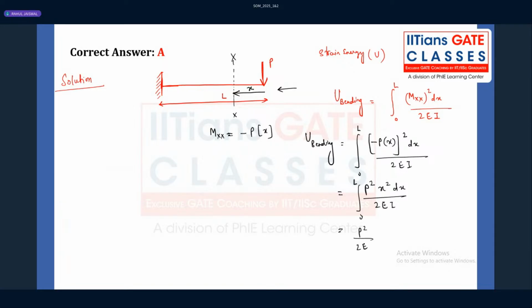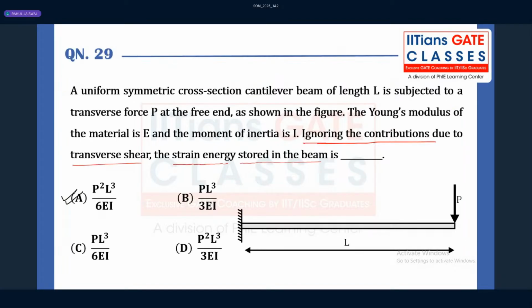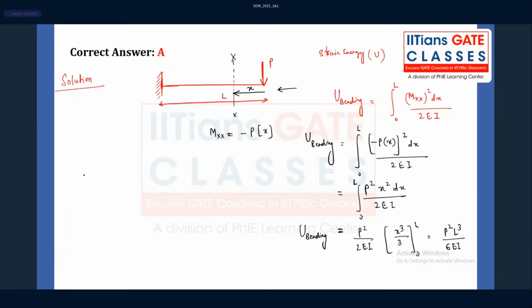P square upon 2EI, I can take it as common, and I can write x square dx, so that will give me x cube by 3, 0 to L, which will further give me P square L cube upon 6EI, that is the U of bending. So based on this, the correct answer will be A. Please check it out.